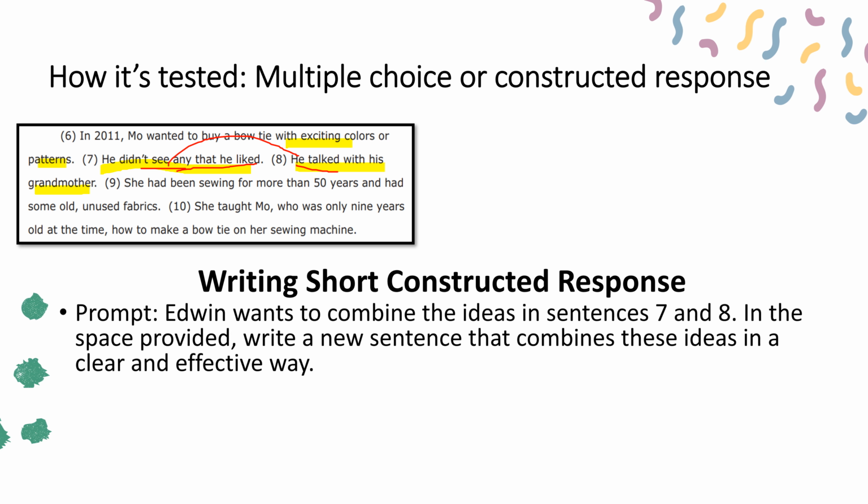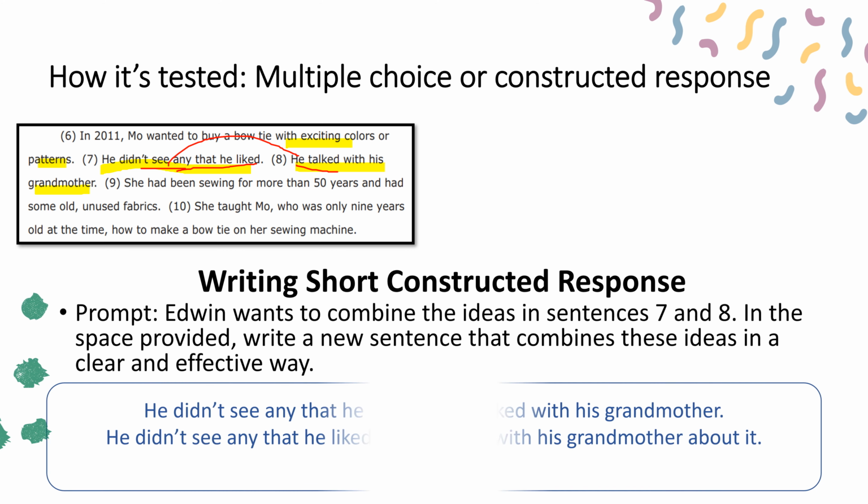Edwin wants to combine the ideas in sentences 7 and 8. In the space provided, write a new sentence that combines these ideas in a clear and effective way. So you want to play with it a little bit, and you could write just like in the multiple choice. He didn't see any that he liked, comma, so he talked with his grandmother. That is perfectly fine for you to write it like that.